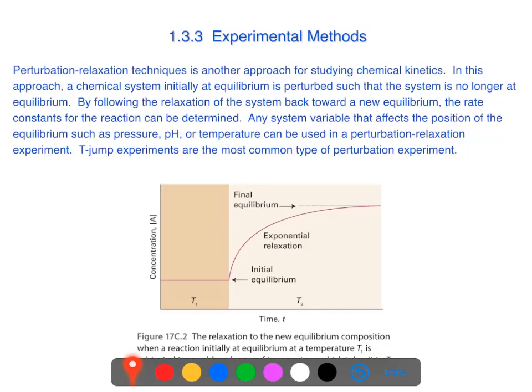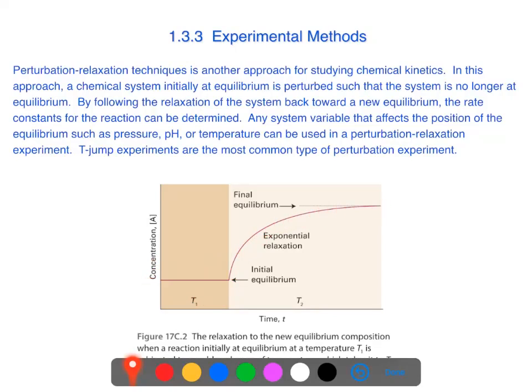Any system variable that affects the position of the equilibrium, such as pressure, pH, or temperature, can be used in a perturbation relaxation experiment. The most common experiment is the temperature jump experiment, and that's shown in this particular figure, where we have a system under equilibrium at one temperature, and then we quickly change the temperature of that system and follow the relaxation towards that new equilibrium.